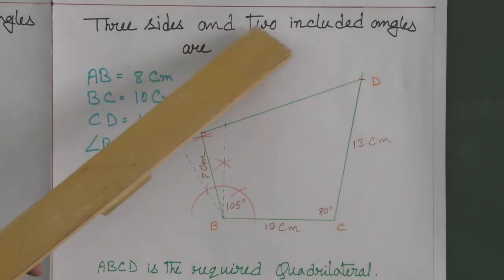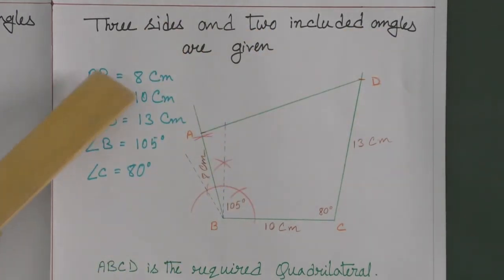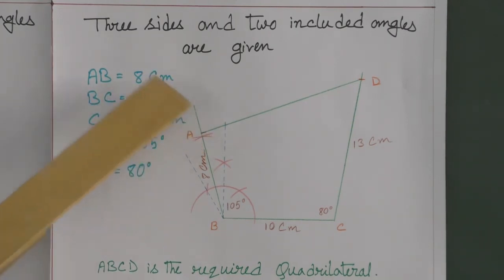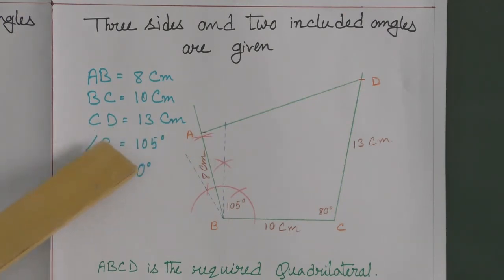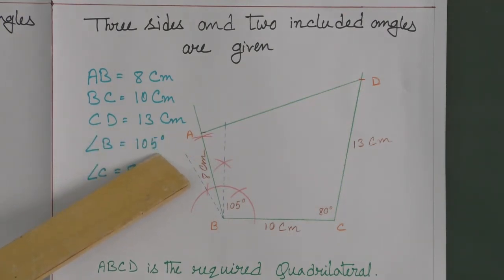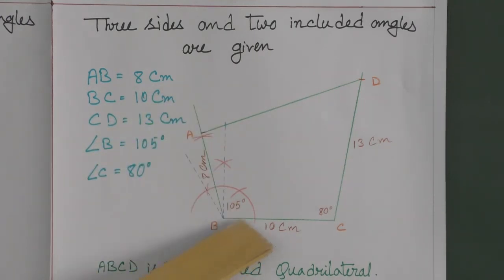Three sides and two included angles are given. AB is equal to 8 cm, BC is equal to 10 cm, CD is equal to 13 cm, and angle B is equal to 105 degree, angle C is equal to 80 degree. We will start from the measurement BC is equal to 10 cm. First draw the line 10 cm.